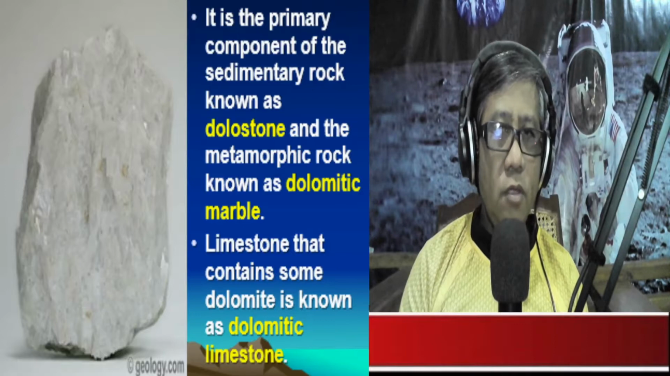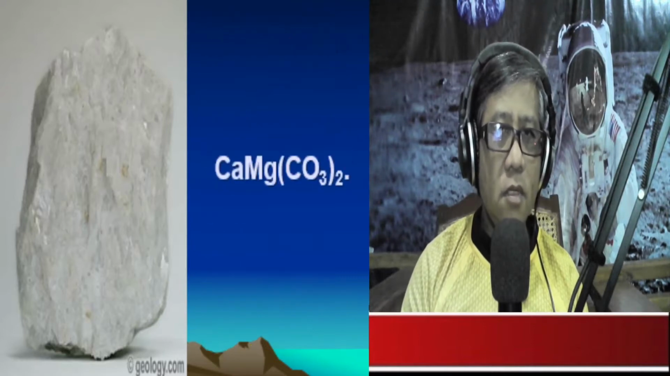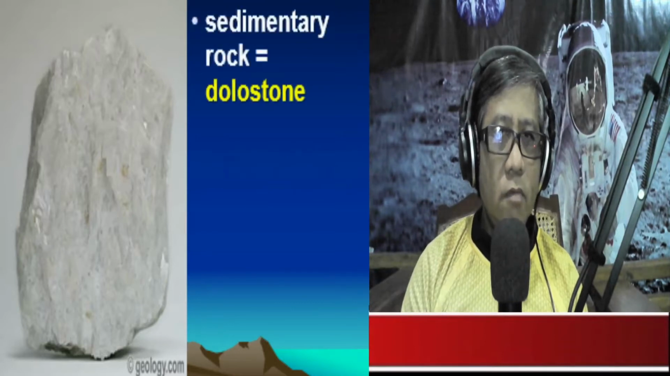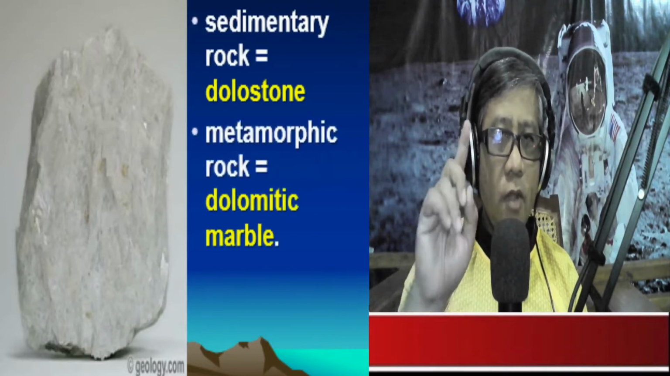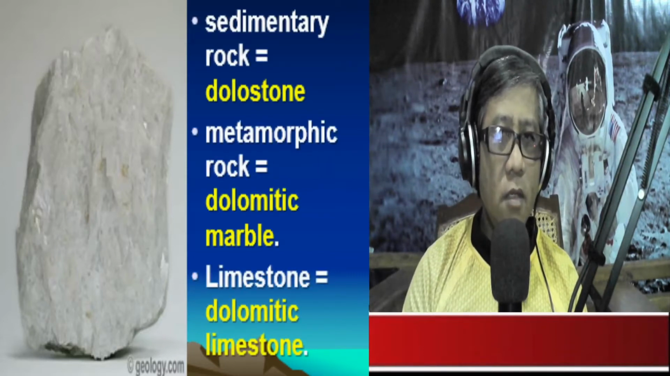So before we continue, again, dolomite is made up of calcium magnesium carbonate. And this is the chemical formula of dolomite. If dolomite is present in sedimentary rock, we call that dolostone. If dolomite is present in metamorphic rock, we call that dolomitic marble. And if limestone contains dolomite, we call it dolomitic limestone.